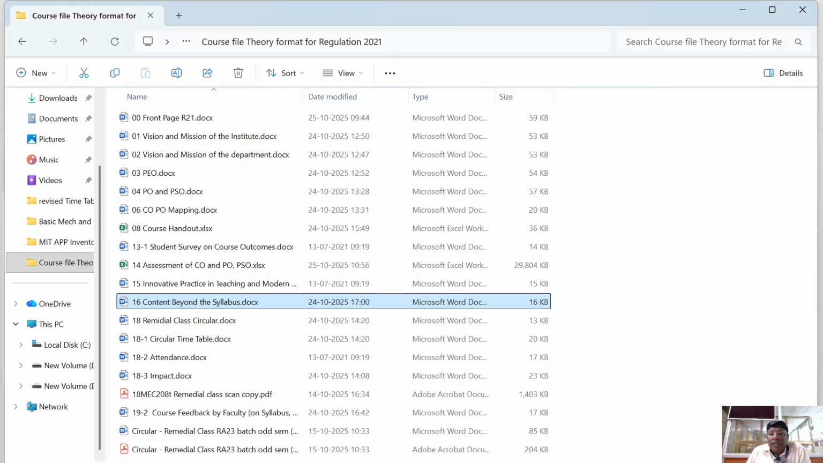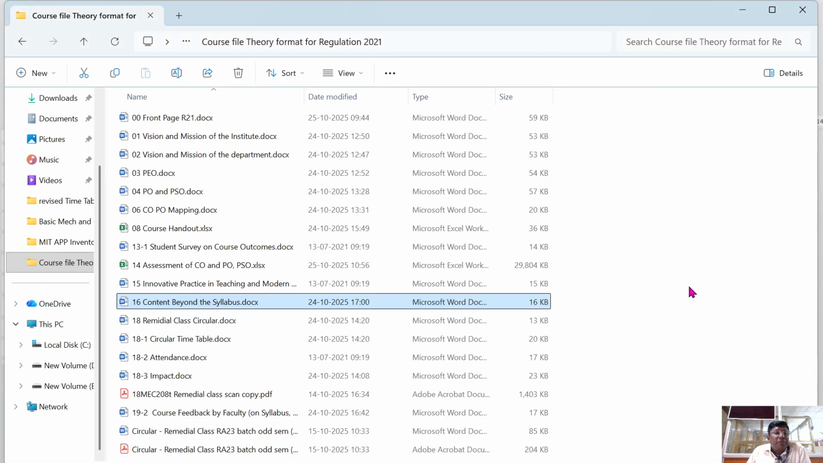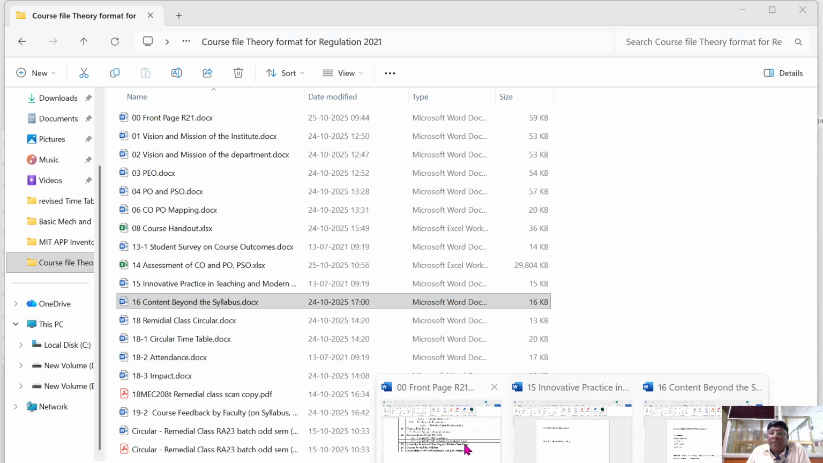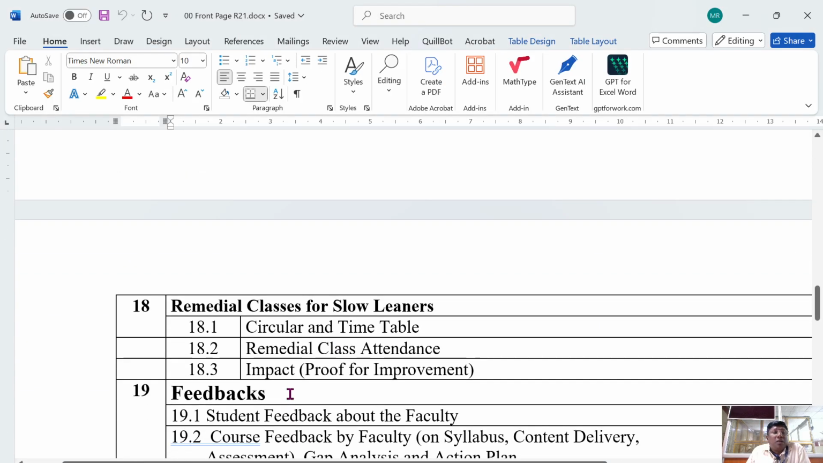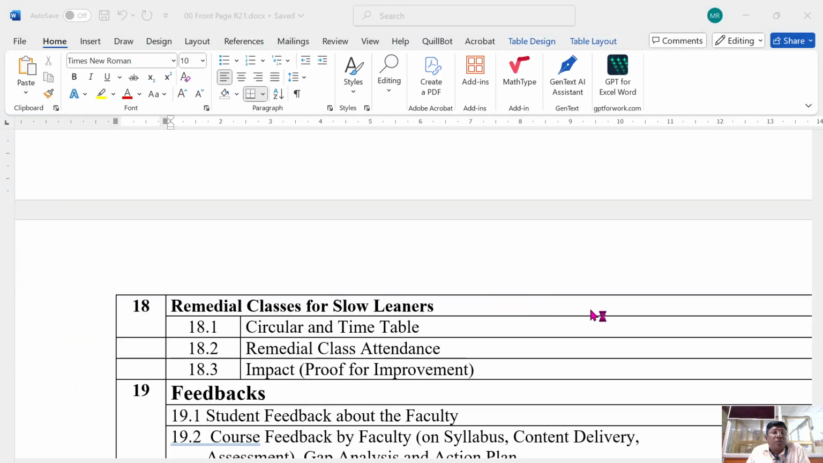And the next one, counseling for poor students and low attendance. The counseling report has to be given, and that has to be minuted properly. And the next one, remedial class for slow learners. The circular, timetable, remedial class attendance and impact have to be attached as proof. Like this, the remedial class circular has to be given.